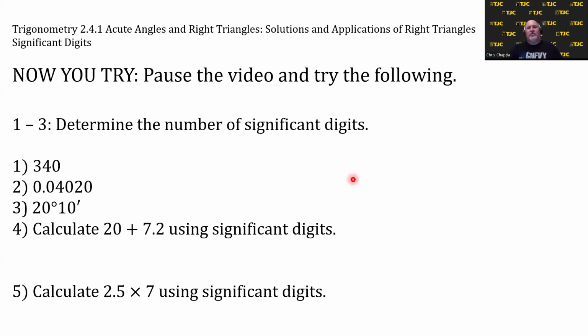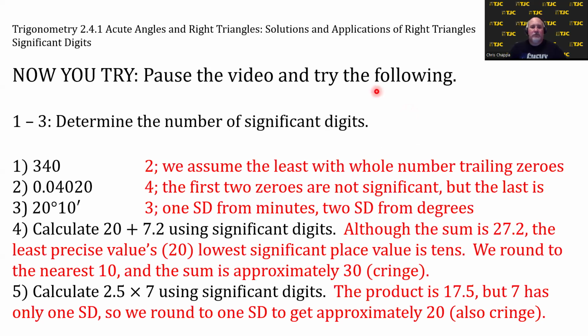Now you try. Pause the video and try the following. 1 through 3 are to determine the number of significant digits. 4 and 5 are to do a couple of simple calculations using significant digits. All right, here's your fair warning. If you haven't paused the video yet, solutions in 3, 2, and 1. The last two are a little cringeworthy in my eyes.